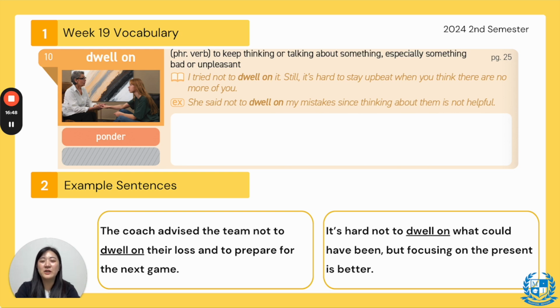Here it says the coach advised the team not to dwell on their loss and to prepare for the next game. So instead of saying, oh, why did we lose? Why did that happen? Instead of dwelling on that, they should just focus on the next game and how to do better next time. Next one, it says, it's hard not to dwell on what could have been, but focusing on the present is better. Kind of like the same one as our sentence before. Just don't think about it. Don't dwell on things.